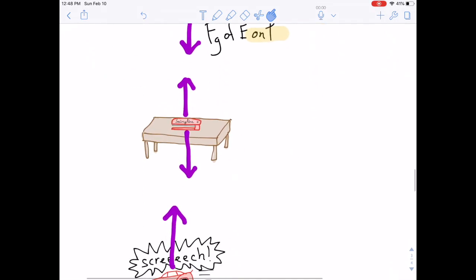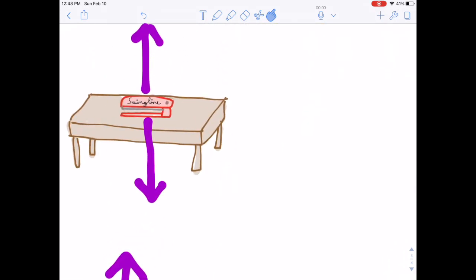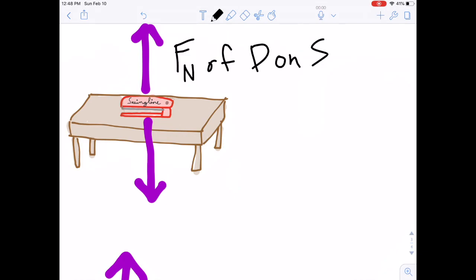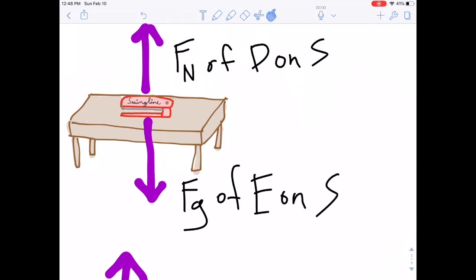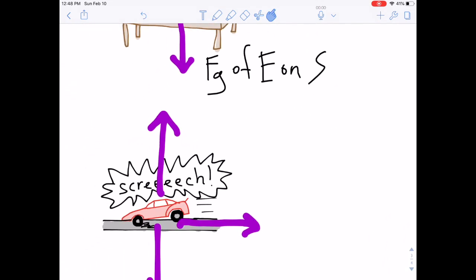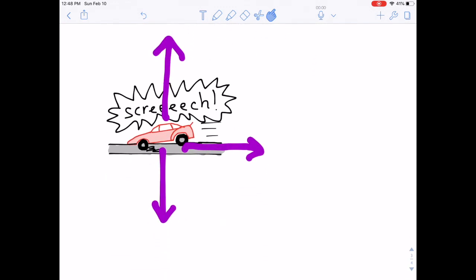Let's do a simpler one. If we can look at this stapler. So in the upward direction, we have the normal force. Remember, that's that perpendicular force of surfaces pushing up on objects. That's the force normal of the desk on the stapler. In the downward direction, you guessed it, force due to gravity of the Earth on the stapler. And so this is just how we do free body diagrams. It's easy peasy lemon squeezy.